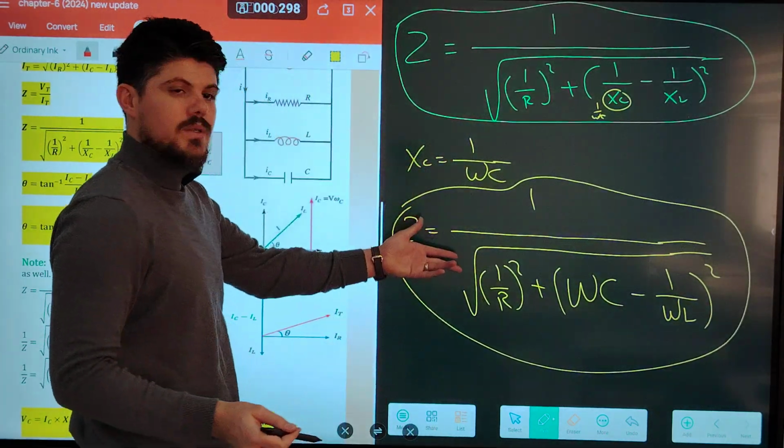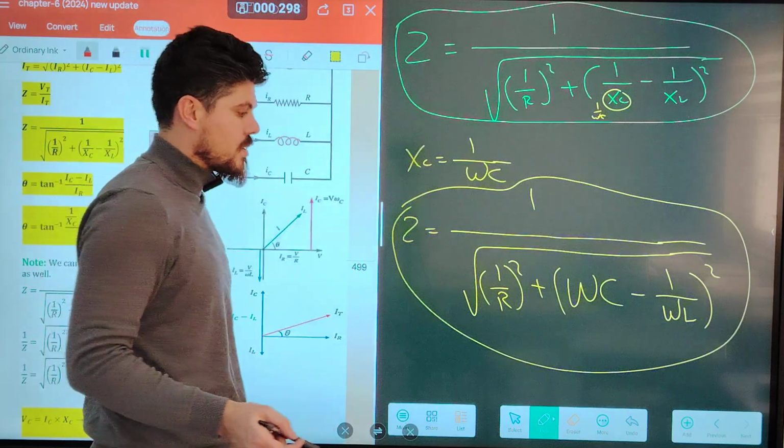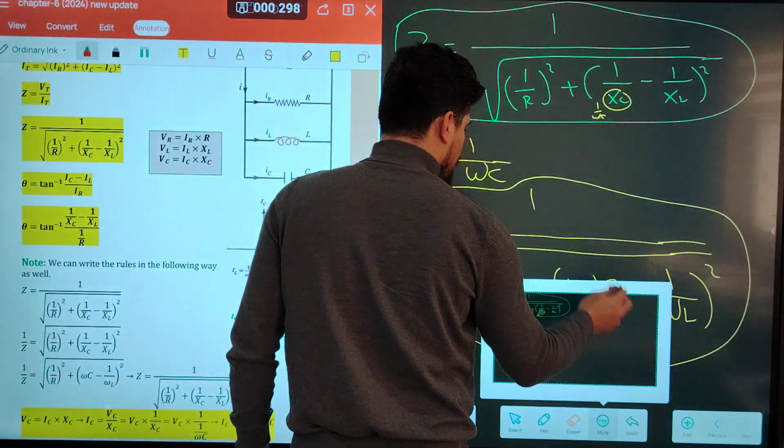Which one is correct? Both. The same thing. This equation is based on this one. Okay? Another equation of total impedance.